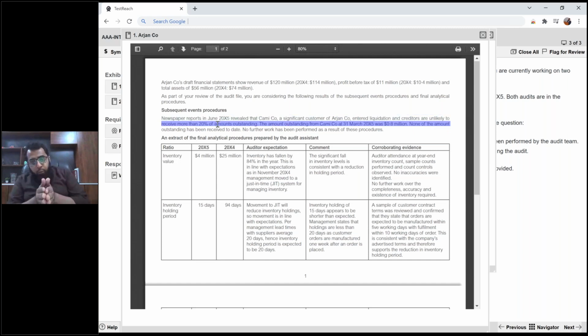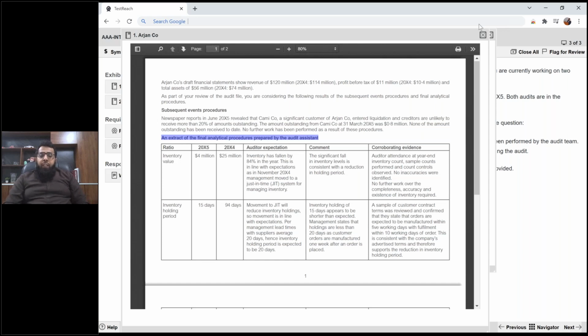Now, a newspaper report shows that the company, which is a significant customer of Argent, entered into liquidation and creditors are unlikely to receive more than 20%. The amount outstanding from the company at 31st March 2005 was $0.8 million. None of the amount outstanding has been received to date. No further work has been performed as a result of these procedures. An extract of the final analytical procedures prepared by the audit assistant. Okay, let's read it. What is it saying?